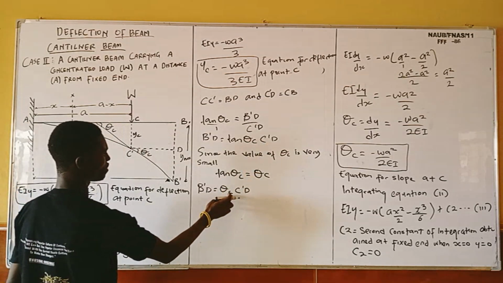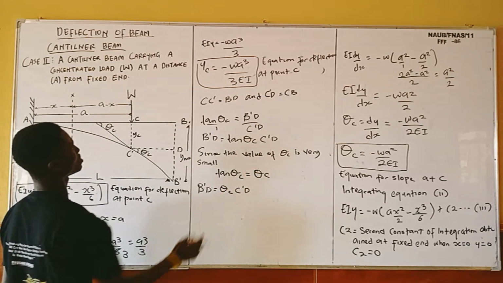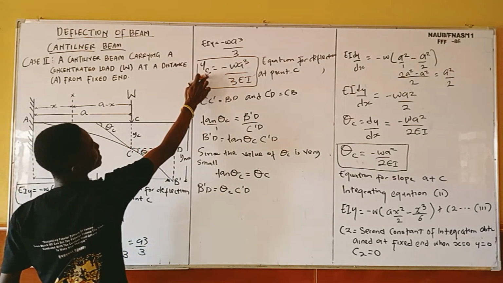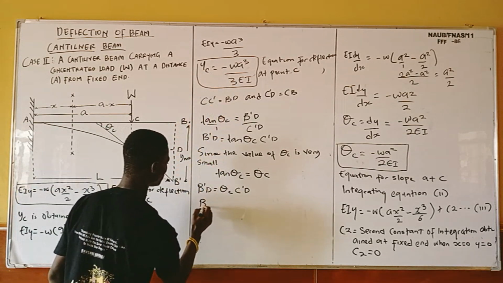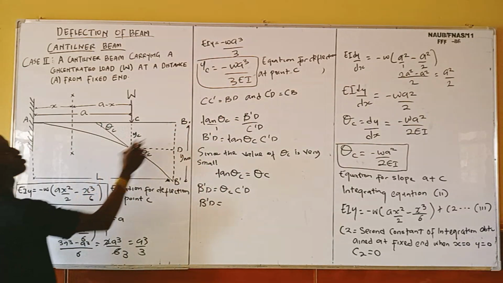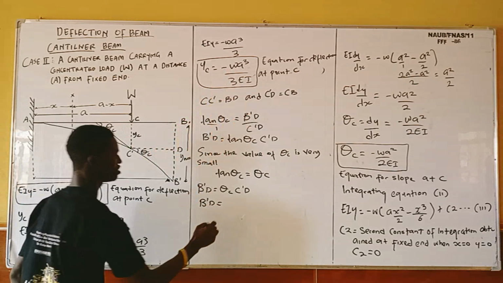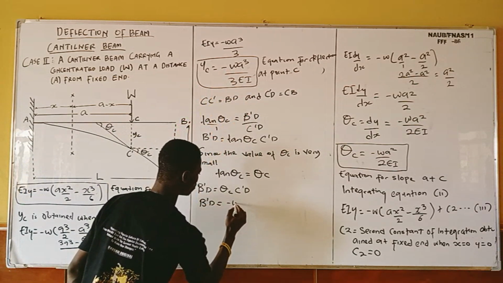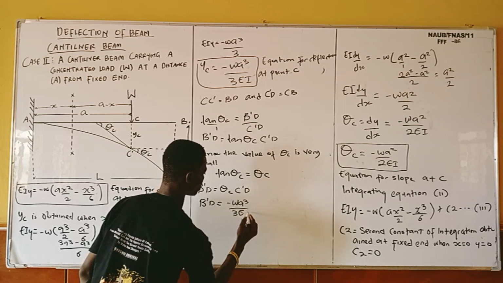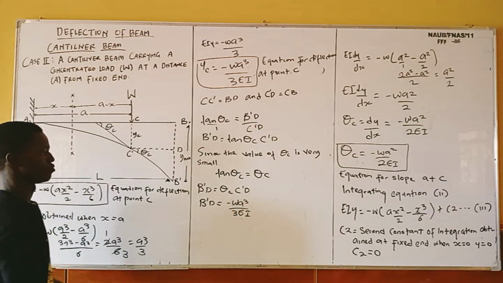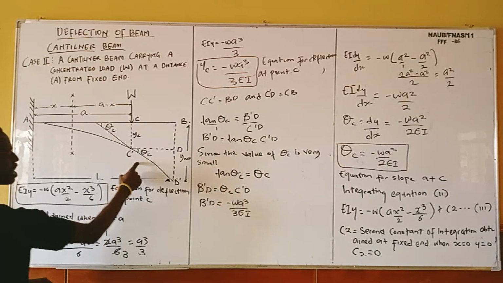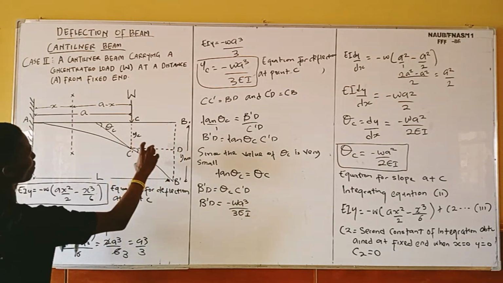So for us to have our theta C, our deflection at this point is our YC. So our B prime D is going to be the deflection at this point, minus WA cube over 3EI, minus WA cube over 3EI. But what remains is C prime D. So we need to know our CD now.